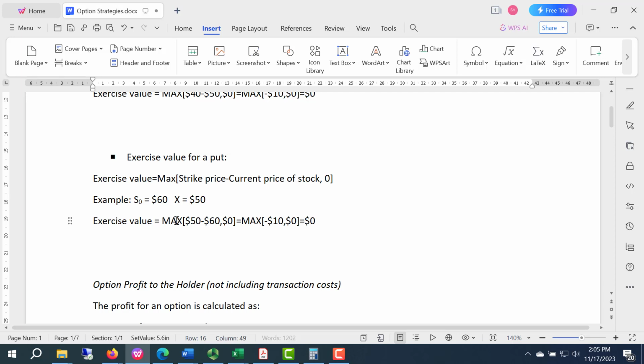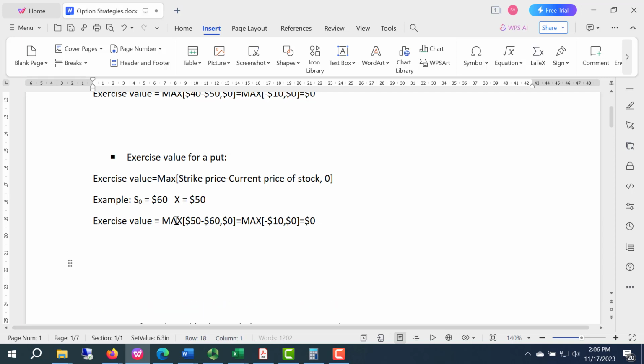And what's happening here is that the put option holder, the person who purchased that put, has the right to sell that stock for $50. However, it's selling in the market for $60. So if they're going to sell the stock, they're not going to sell it back to the person who sold them the option for $50. They're going to sell it in the market for $60 instead. So it wouldn't make sense here for them to exercise that option. And so the option has an exercise value of 0.